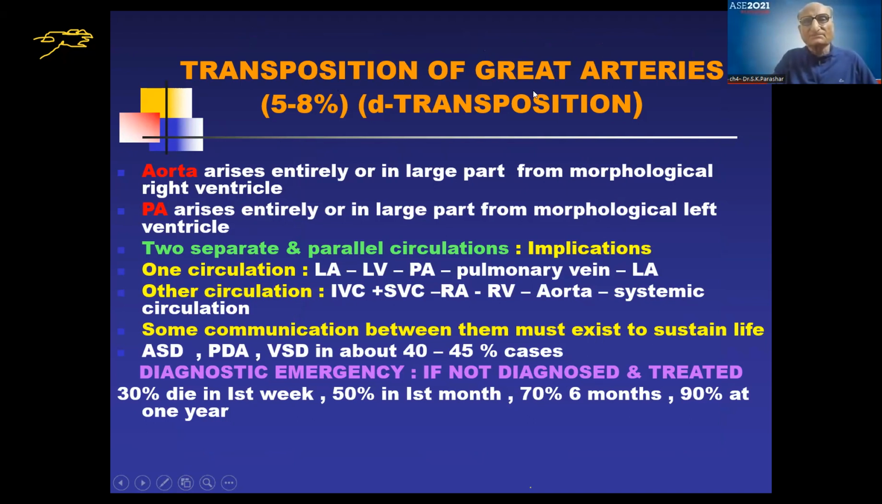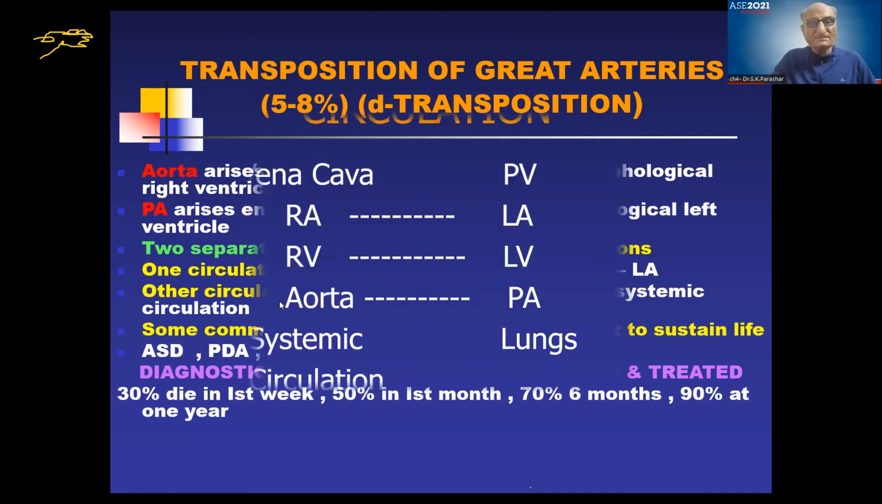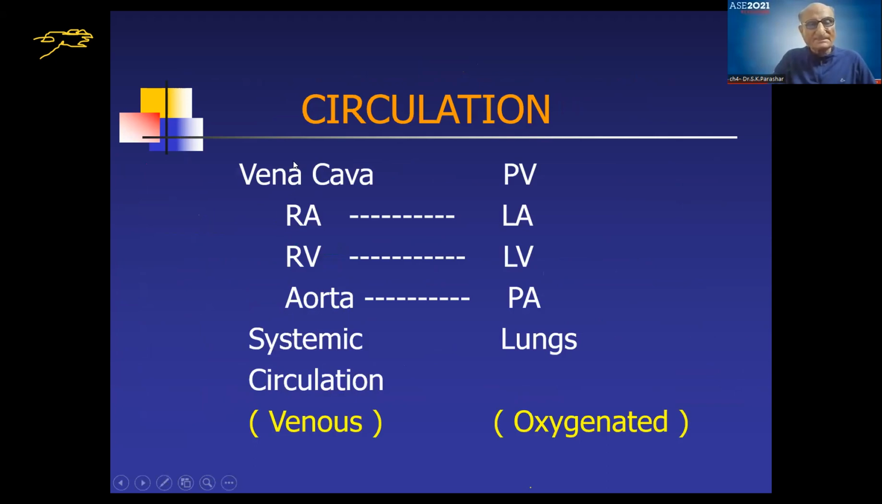So that is known as the transposition of great arteries. So there must be two separate and parallel circulations. If these two remain like this, the child can never live. For example, here you see in this circulation, the venous blood comes from the vena cava into the RA.